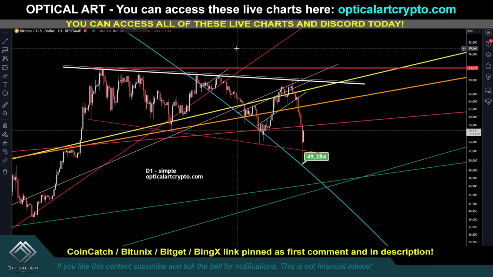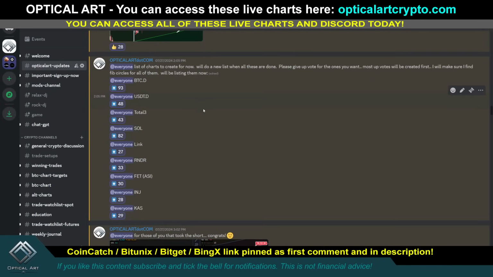I'm making a request from you guys. I want to create some more charts. I've been getting requests in Discord. I also had one of our mods, Larinko, create a list of charts. You can see BTC dominance, USDT dominance, total 3, and Sol were the top ones. So these are the first ones I'm going to knock out. These are just some altcoins. He put it in the list, and you can see some ranked higher than others. So I'm going to continue to do this and just knock some charts out.